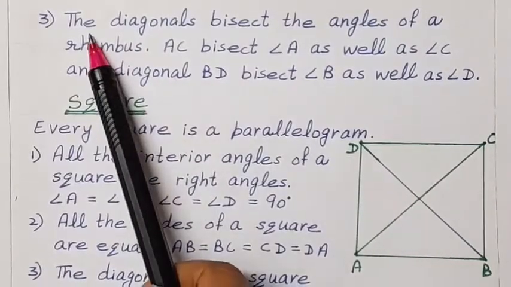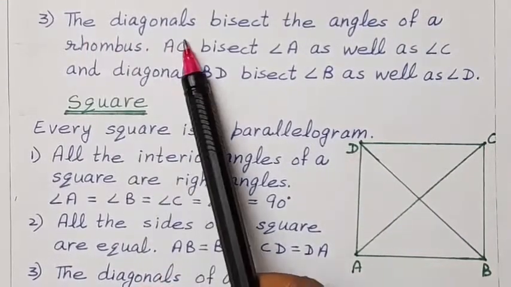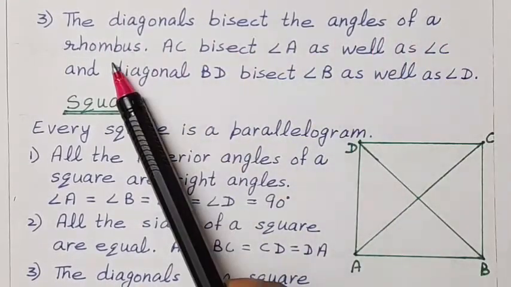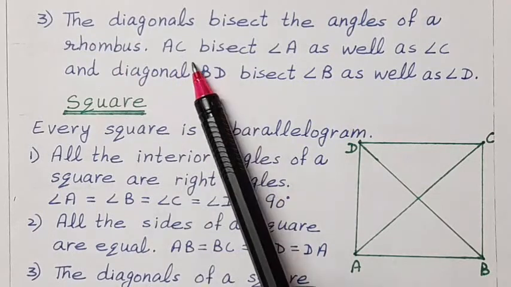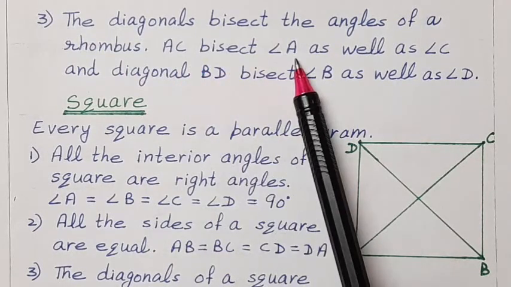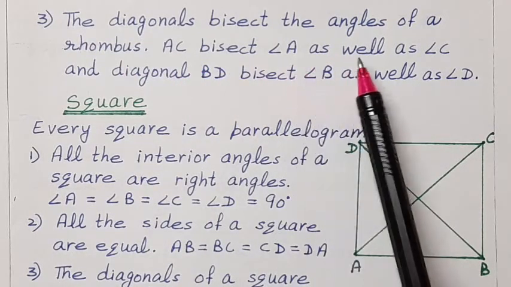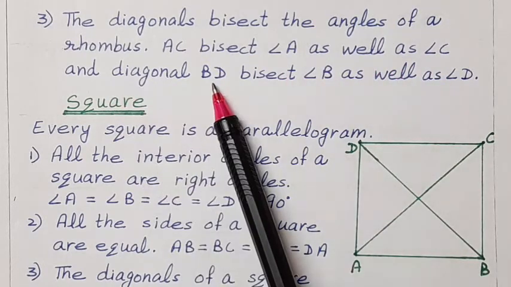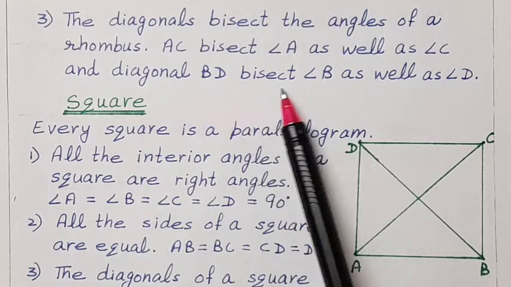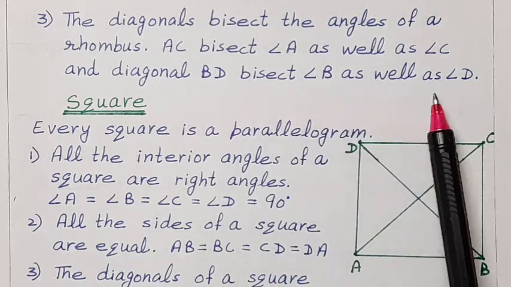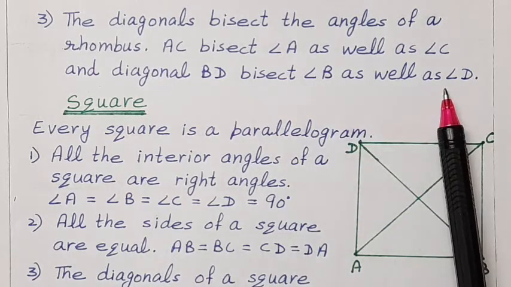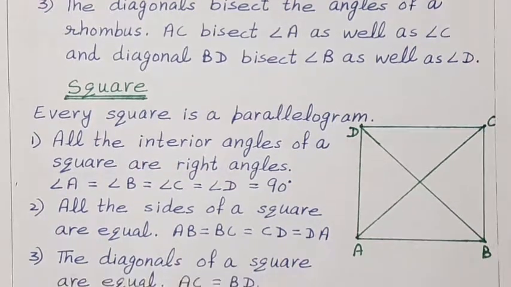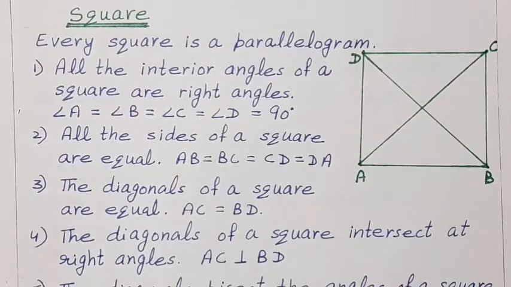Now the third property is, the diagonals bisect the angles of a rhombus. That is, AC bisect angle A as well as angle C, and the diagonals BD bisect angle B as well as angle D. Now students, let us discuss about properties of a square.